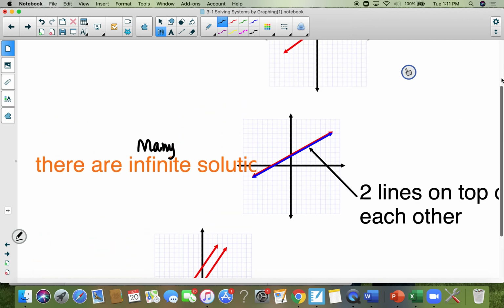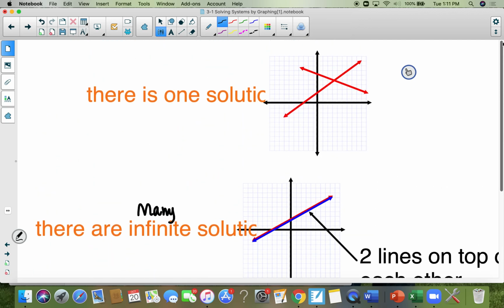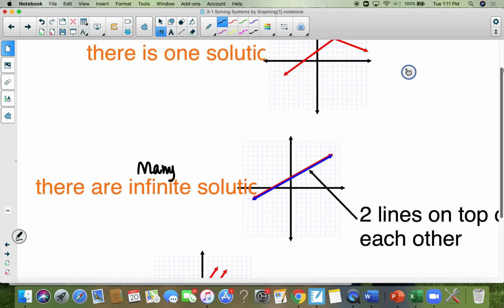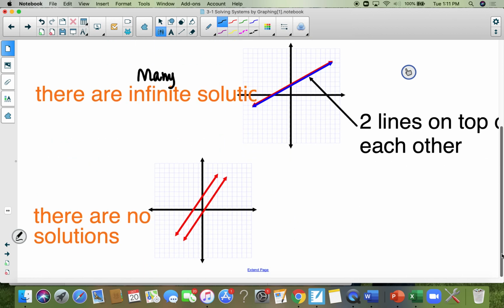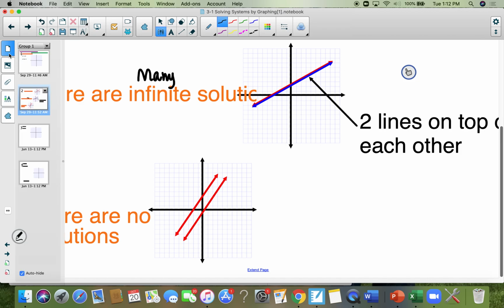And basically all I did was I did one of each of them to show you that you're going to have three different types of problems. Either they intersect, either they go right on top of each other, or they're parallel to each other and it's no solution. So here we go.